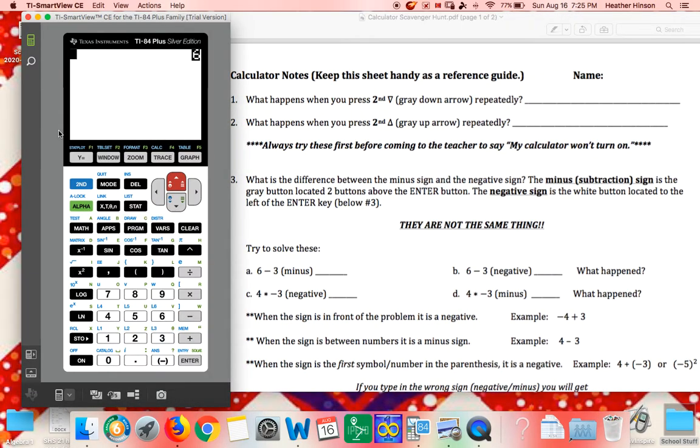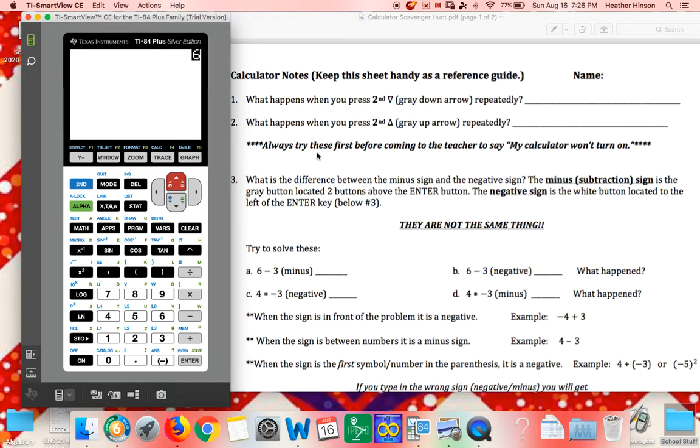If your calculator ever looks weird or the screen doesn't come on, always check to make sure somebody didn't mess with the brightness of your calculator before you come to your teacher and tell them that your calculator won't turn on. Most of the time, the batteries are not dead. It's just somebody messing with your screen. So make sure you check those first.